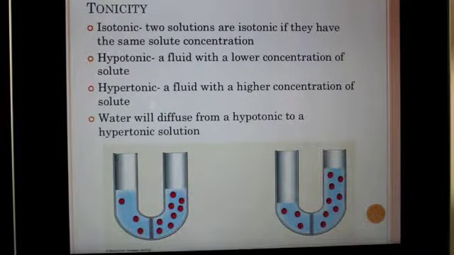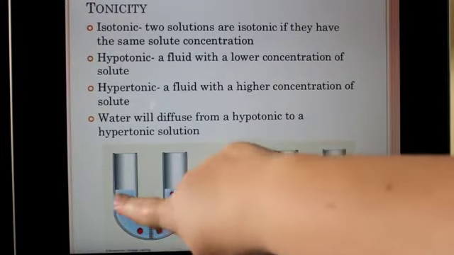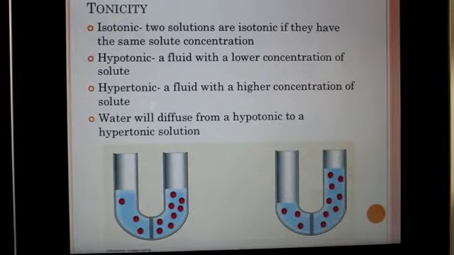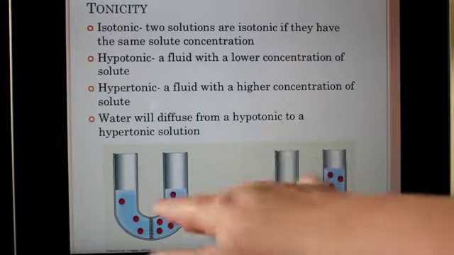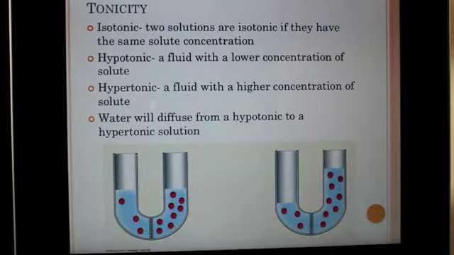Now, if we look at a system like this, where we have a semi-permeable membrane and we have solution on either side, the water is blue, the solute or the salts dissolved in it are red, and in this system, the water can pass through the membrane, but the big red salts cannot. If a solution is isotonic, both of the solutions on either side of the membrane have the same solute concentration.